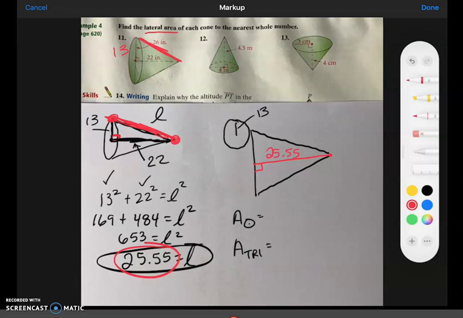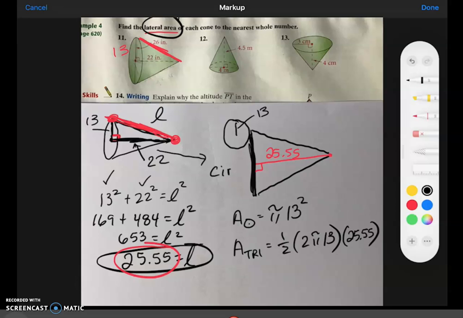That's the slant height L, which we just figured out to be 25.55. Okay? Now, I believe they just want the lateral area, but I'm going to figure out the surface area here, which includes both the circle, pi radius squared, and then the area of the triangle. Of course, when you open this guy up, it's a triangle. This portion here is the circumference.